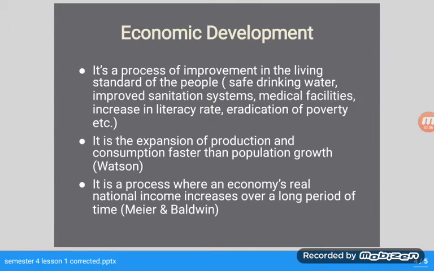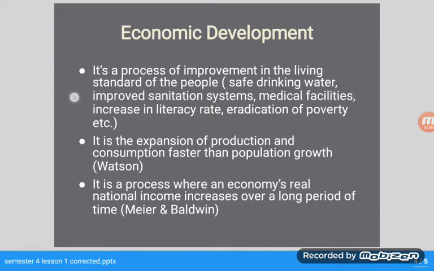Okay, now let's understand what is economic development. Economic development is a process of improvement in the living standard of the people. Now, living standard of the people is a very vast concept. It includes many things. I've mentioned a few over here: safe drinking water, improved sanitation systems, medical facilities, increase in literacy rate, eradication of poverty, and as I said, there are many others.